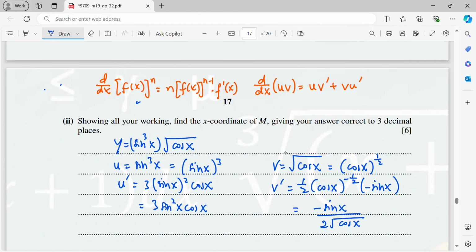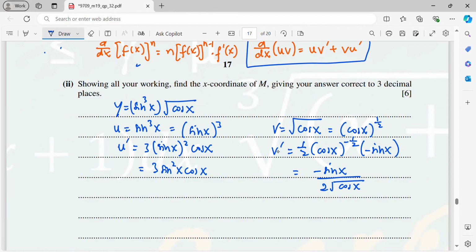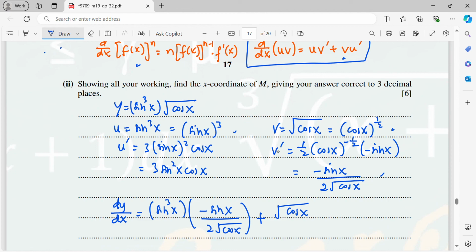Okay, now apply the product rule, d over dx of uv. So now I will be getting my dy dx. That is u v prime. So sine cube x, I will write sine cube x multiplied with negative sine x over 2 square root cos x. That's my uv prime plus vu prime. So this is square root cos x, v prime is this, multiplied with 3 sine square x cos x.